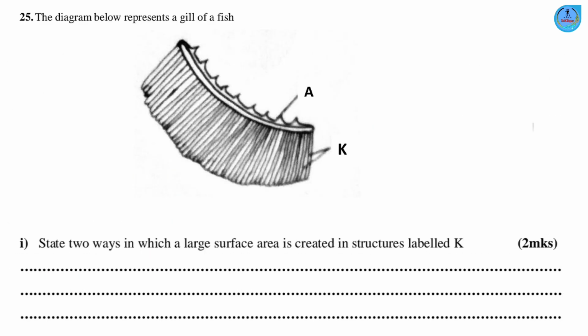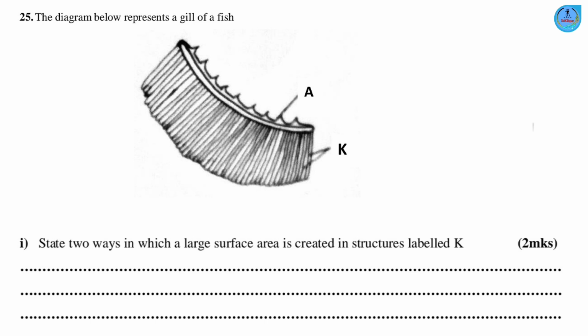Question 25. The diagram below represents a gill of a fish. Take your time and go through the diagram. Roman number 1. State 2 ways in which a large surface area is created in structures labeled K. Now, K refers to gill filaments. This is where gaseous exchange takes place. Now, for gaseous exchange to take place, we need to have a large surface area.